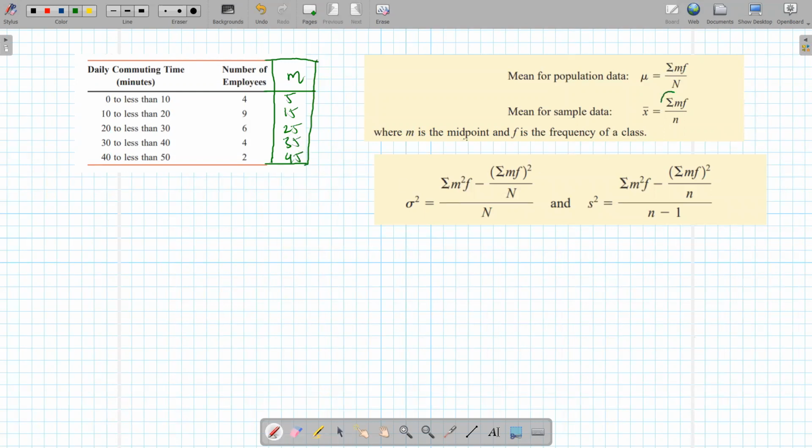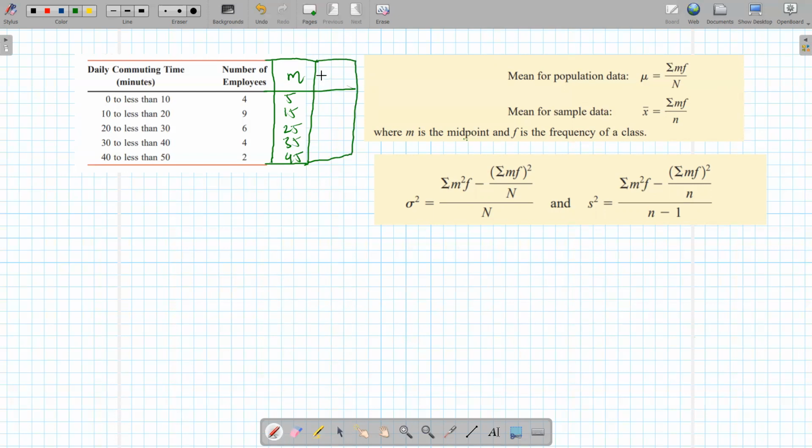Look at this formula here. Summation MF. What do we do first? Do we do M times F first, or do we add M and then multiply that by F? We're going to do this first, okay? M times F. Look at the difference. Here, you would add them up first, and then multiply by F. Whereas here, you're going to multiply them and then add them later. So we need to multiply M with F, okay?